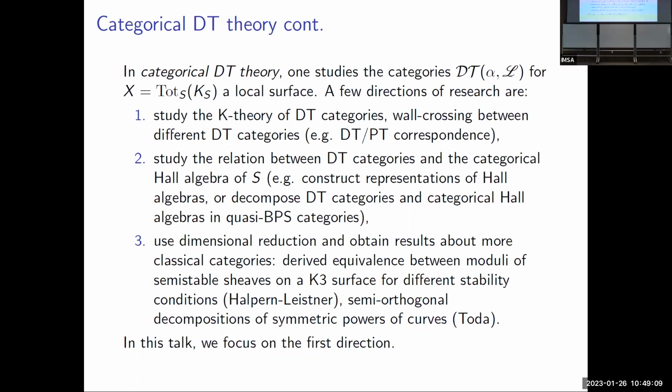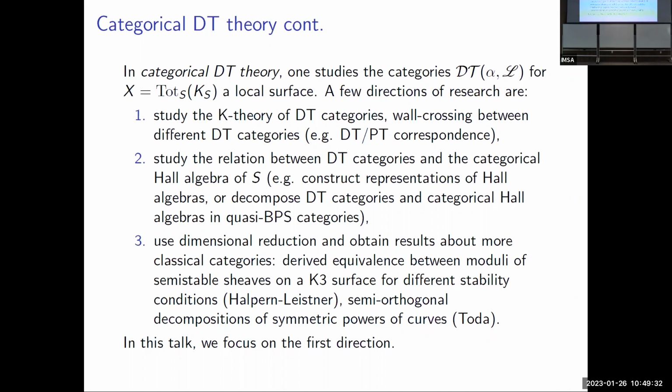If you go one step down via dimensional reduction to curves, one can also construct semi-orthogonal decompositions of symmetric powers of curves. Some pieces will be Jacobians of curves, and some other pieces will be symmetric powers, but of a smaller number of points on the curve. This is work of Toda.